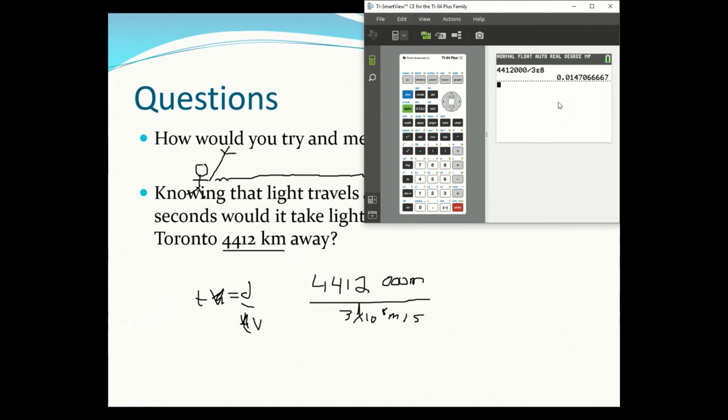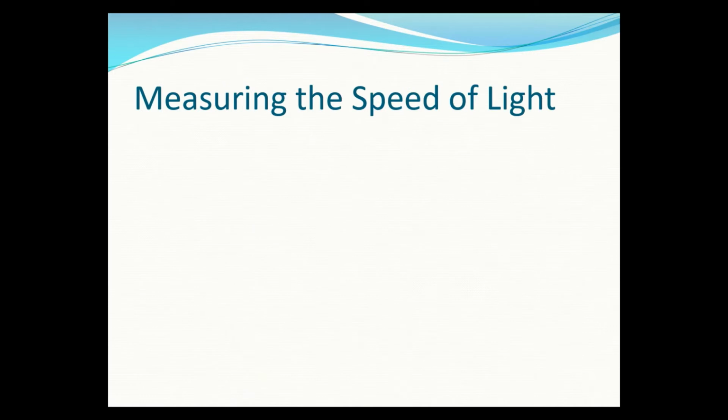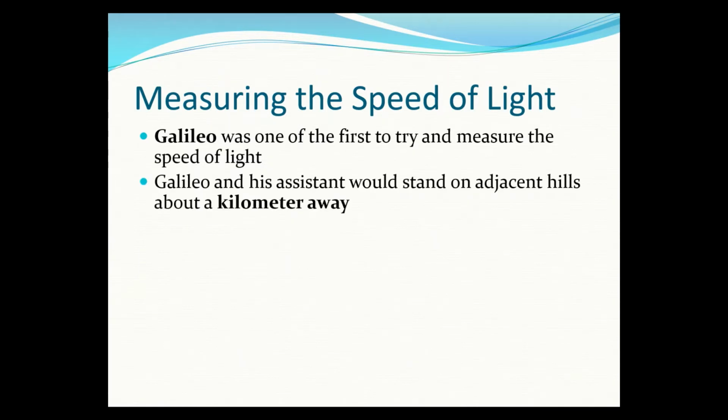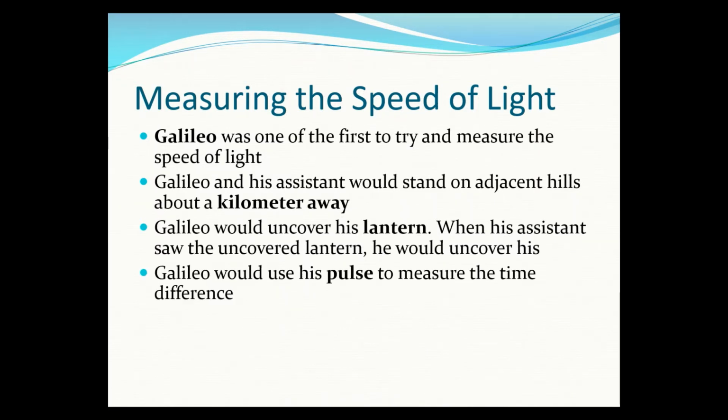So if we try to type that in, there we go. 4,412,000 divided by 3 times 10 to the 8. Light could travel from Vancouver to Toronto in 0.014 seconds. So if you have your phone handy, open your stopwatch and try to start and stop your stopwatch in that time. I'm guessing that not very many of you will be able to do it, and it's such a tiny time, and that's Vancouver to Toronto, so to light would look like it was instantaneous if you were in a smaller area, right? So Galileo had a similar idea to this.